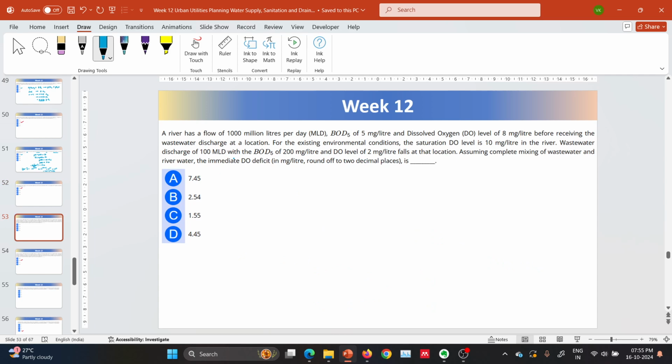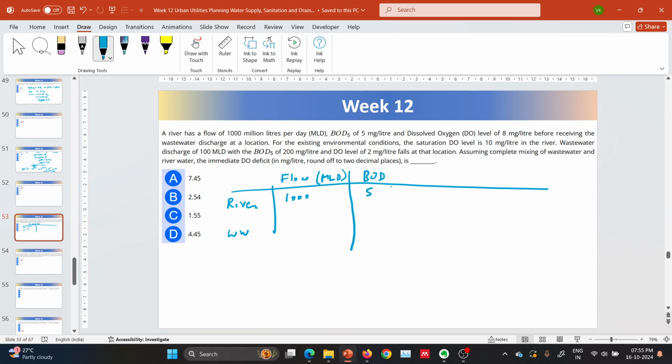Next question is, a river has a flow. So we have a river and wastewater stream. The river has a flow of 1000 MLD, and it has a BOD5 of 5 milligram per liter, and it has a DO of 8 milligram per liter before receiving the wastewater discharge at the location. Saturation DO level of the river is 10 milligram per liter. These are all the parameters for the river.